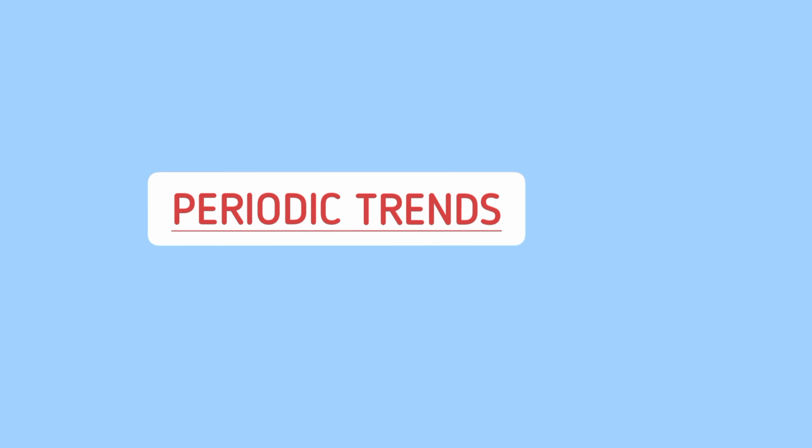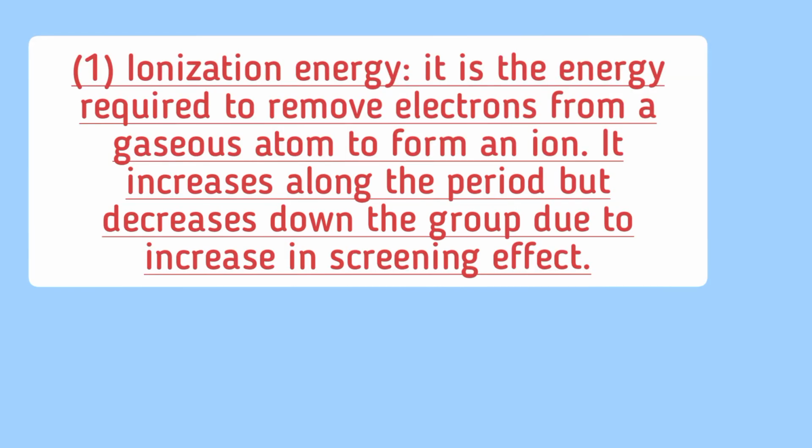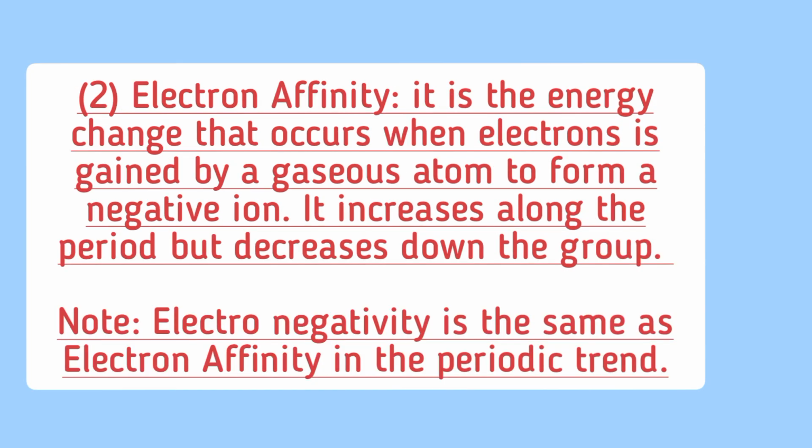Then we go to the periodic trends. Number 1 is ionization energy. It is the energy required to remove electrons from a gaseous atom to form an ion. It increases along the period but decreases down the group due to increase in screening effect. This is ionization energy.